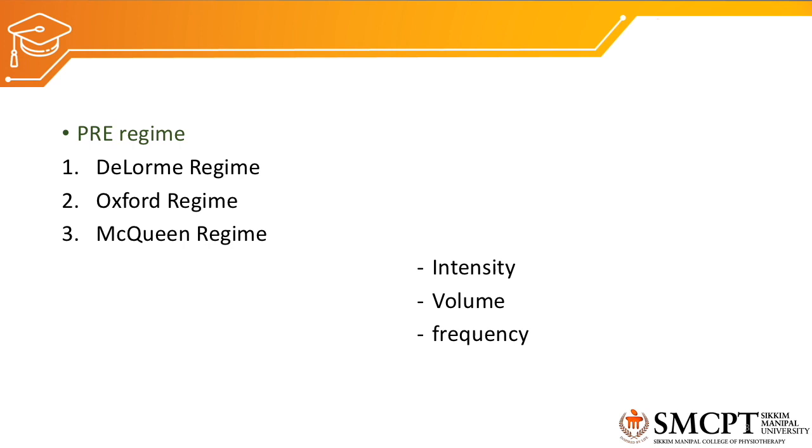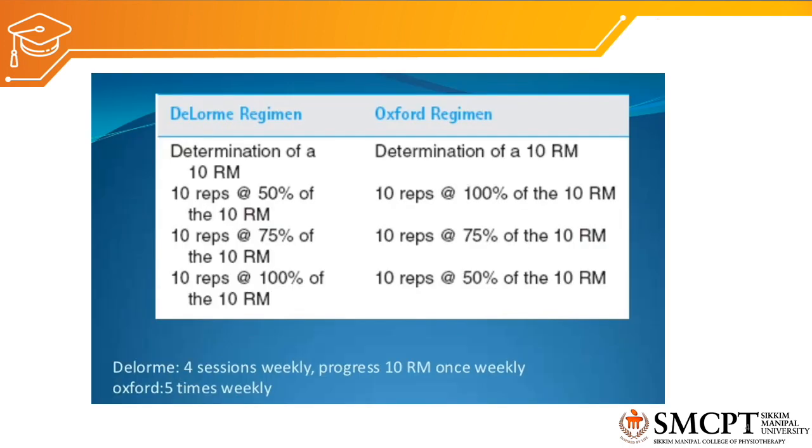So let us learn one by one. What does the Delorme regime tell? According to the Delorme regime, we first have to determine the 10 repetition maximum for every individual subject or patient. The 10 repetition maximum is not the same for everyone, so it will differ. After we have determined the 10 repetition maximum, we will give the patient 3 sets of exercises with 10 repetitions.